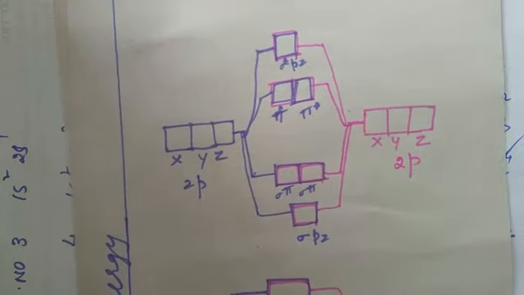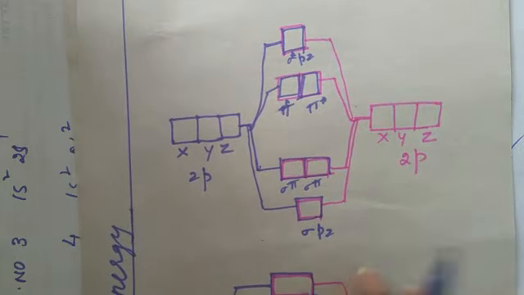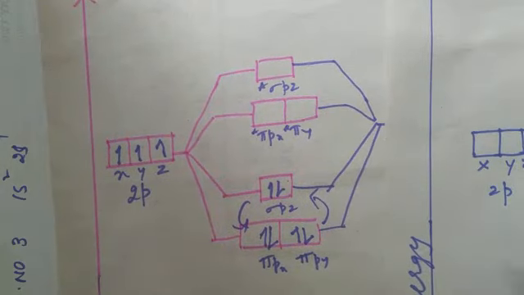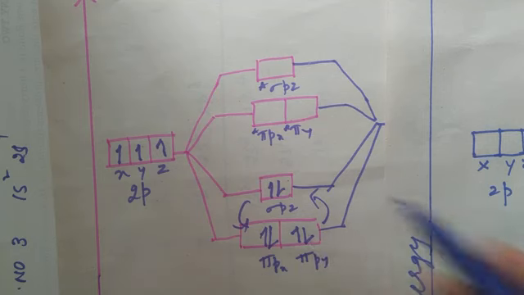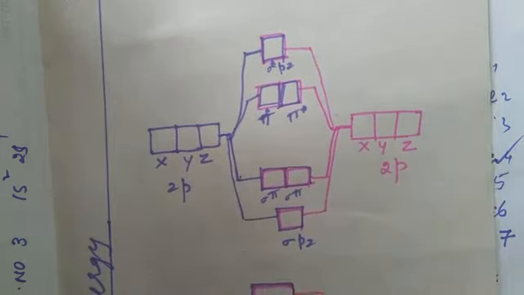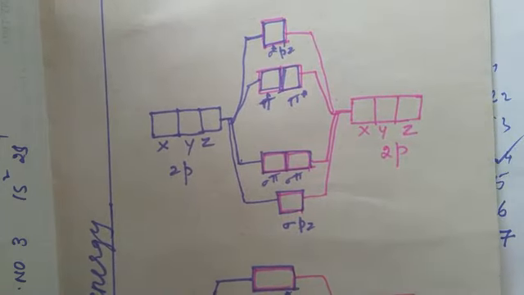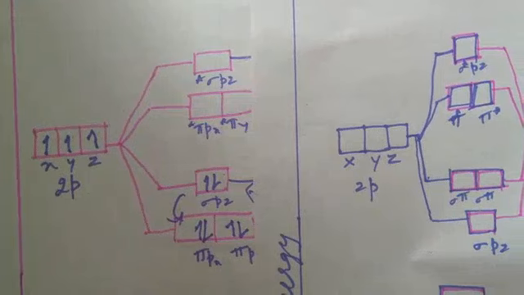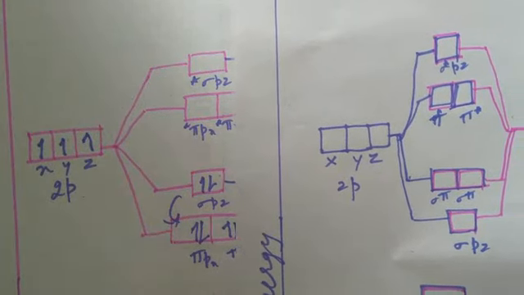So you only have to make a change in the position of 2px and 2py. 2pz will come here, x and y will go up, which is shown here. Hope everybody is clear. Both I have shown. Right.